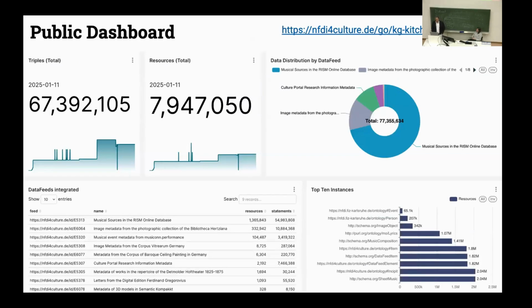Yeah, and we publish statistics. So at the moment, in the cultural knowledge graph, we have around 7.9 million objects that together create 67 million statements. And as you can see, there's still a lot of work to do, since we have more than 70 data portals. So that will take, hopefully, the next years to improve. But it's already a first running, very useful version of the knowledge graph.